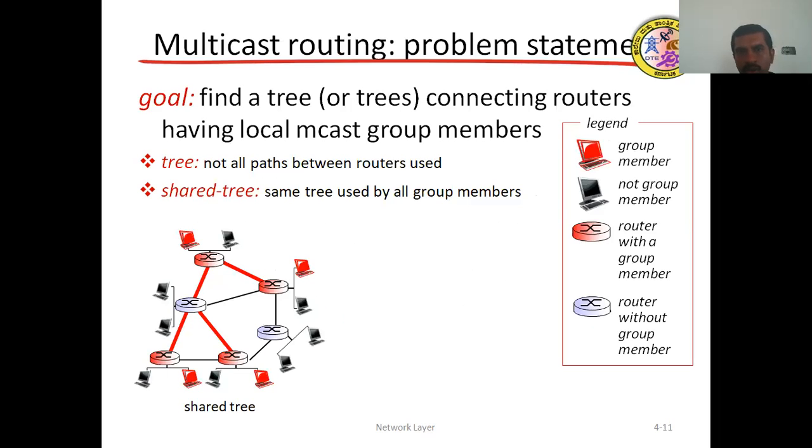In multicast routing, the goal is to find a tree or trees connecting the routers having local multicast group members. Not all paths between the routers are used. Shared tree: the same tree is used by all the group members. You can see the different color combinations of the systems, showing which is a group member and which is not, and a router with a group member and a router without a group member.